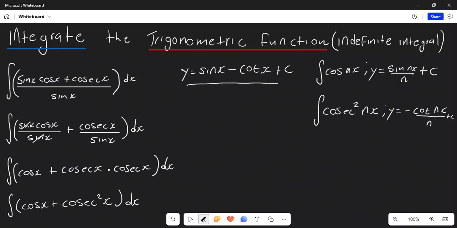Guys, I hope you managed to understand this one. It was not that tricky. The only thing that you need to understand or remember was simplifying this in a way that you are able to integrate. Because if you simplified it in a way that you couldn't integrate, you were going to be stuck somewhere.